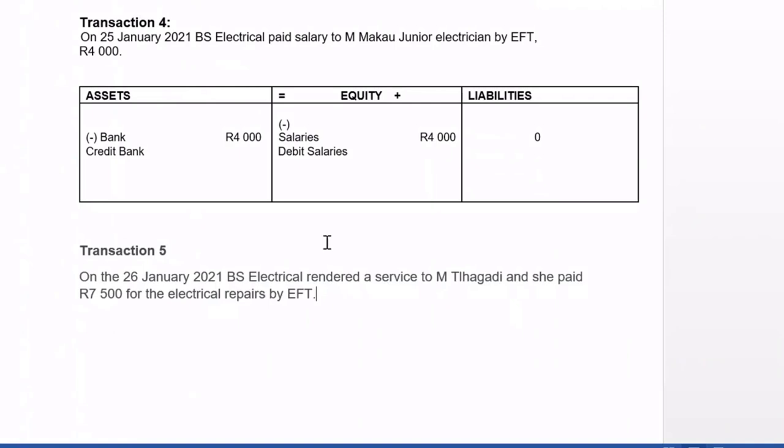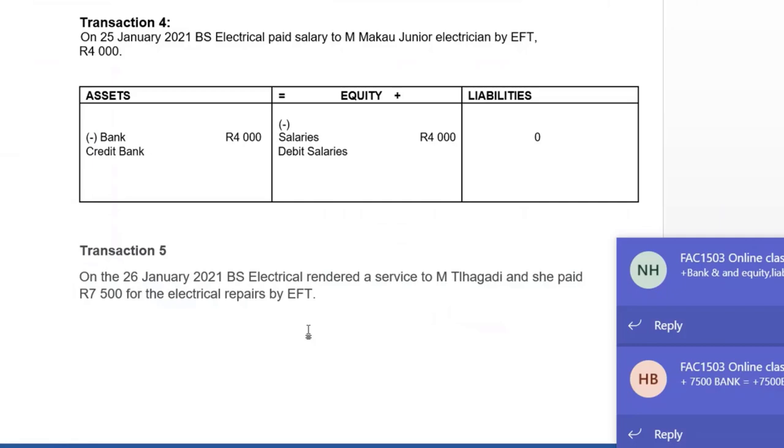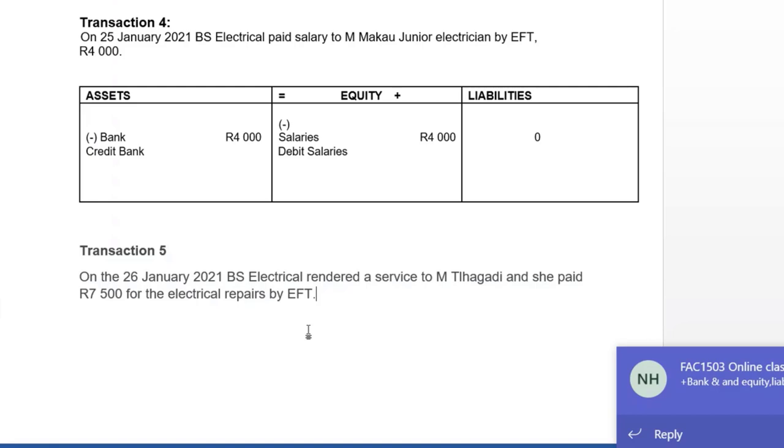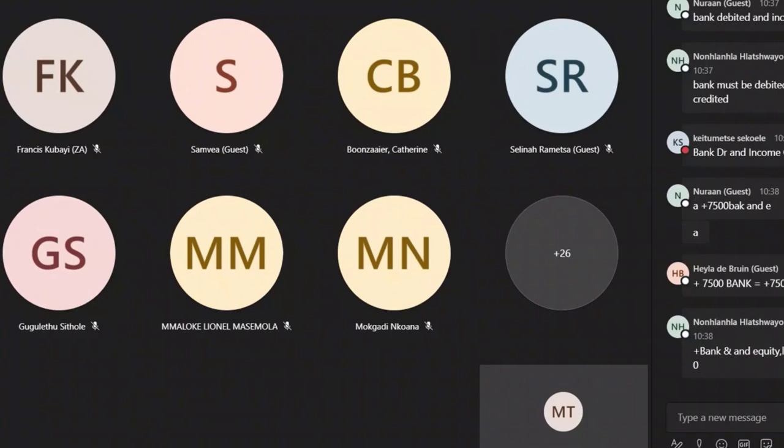The next step, I want you to do the accounting equation. What will be the accounting equation of this transaction? Okay, plus 7,000 bank and equity. Plus bank, plus equity. Plus bank, plus equity equals zero.